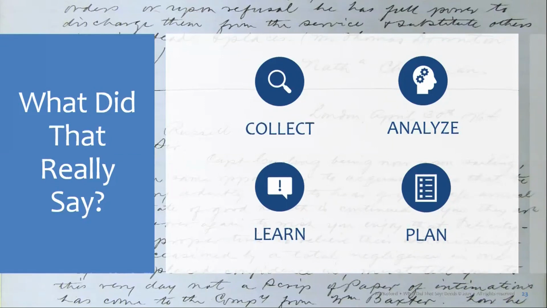So what did it really say? We collected, we analyzed, planned, and learned. And all along the way, what we really did is wrote in a research log. We wrote, and writing is the key to getting the information out of our brain and letting us look at it and really talking to ourselves about what we have.